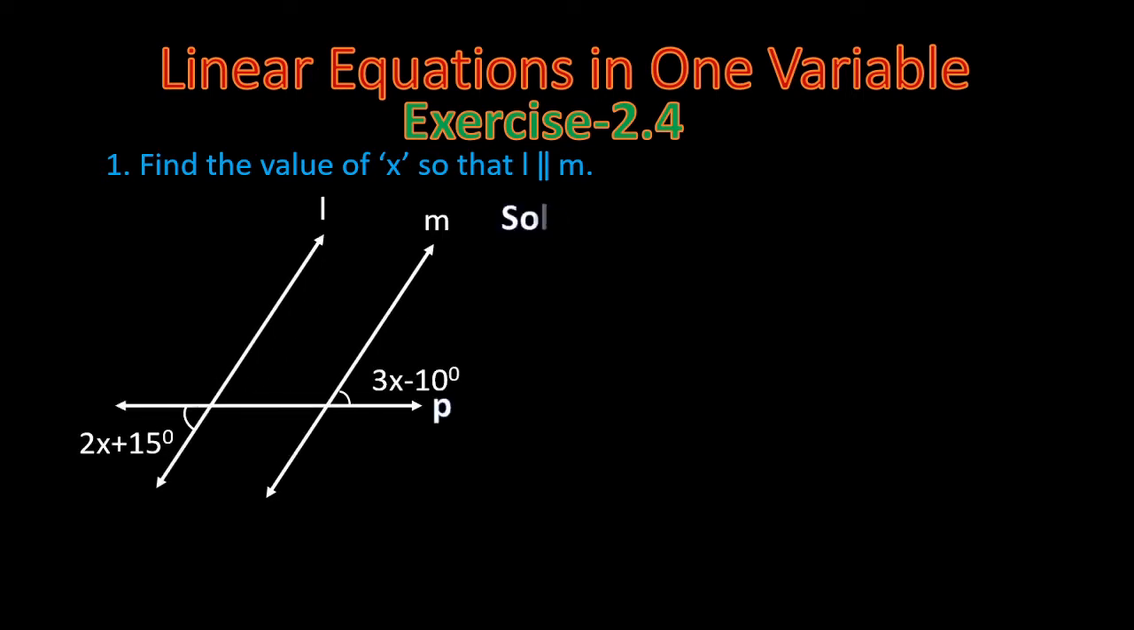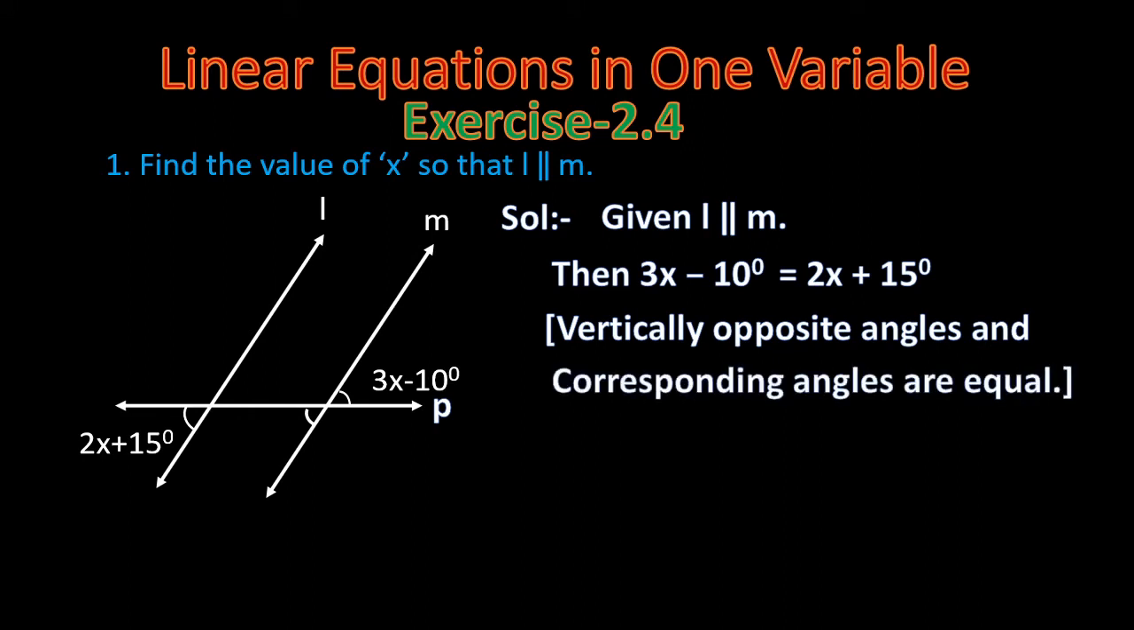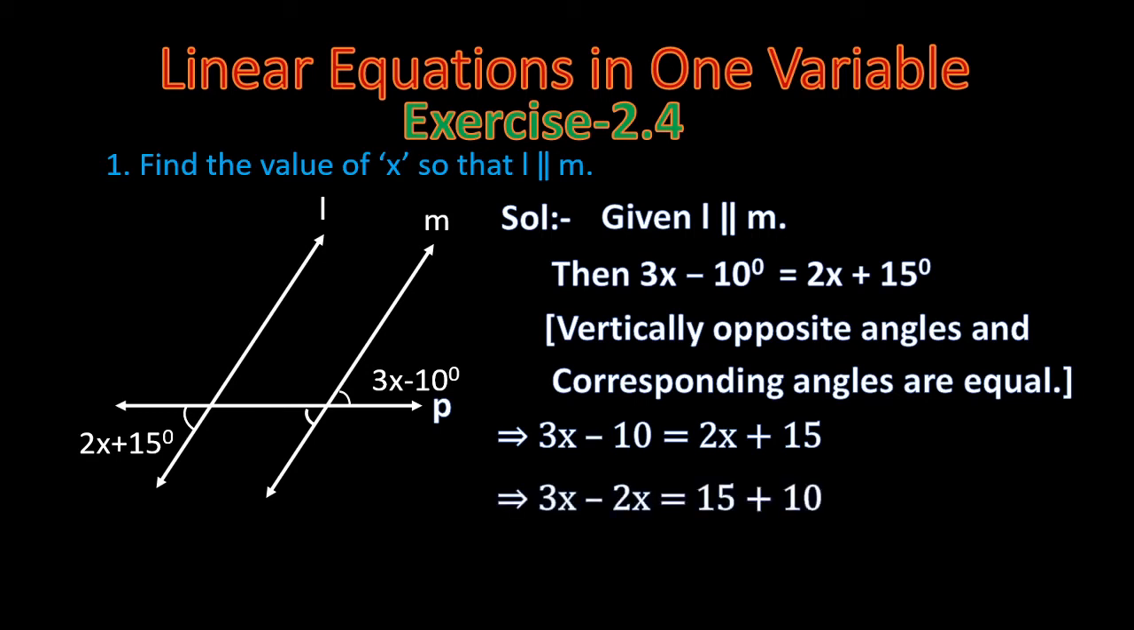Diagram is given. Solution: given L is parallel to M, then 3x minus 10 degrees is equal to 2x plus 15 degrees. Vertically opposite angles and corresponding angles are equal, implies 3x minus 10 is equal to 2x plus 15. 3x minus 2x is equal to 15 plus 10, that is equal to 25. Therefore, x is equal to 25.